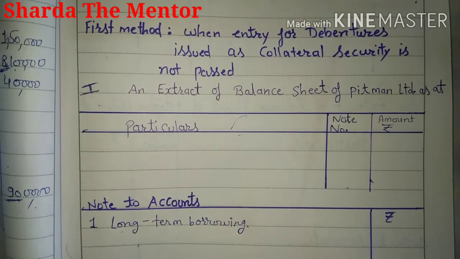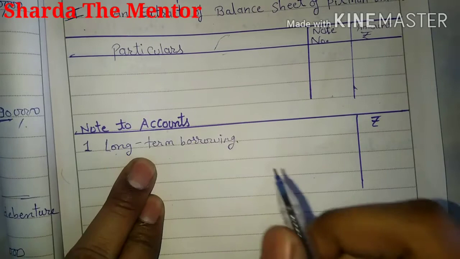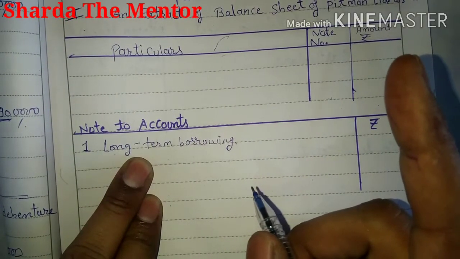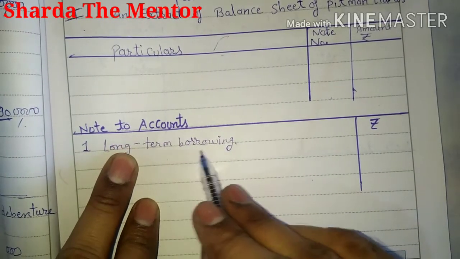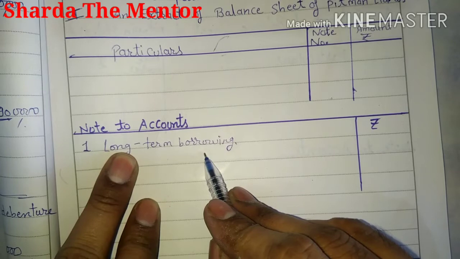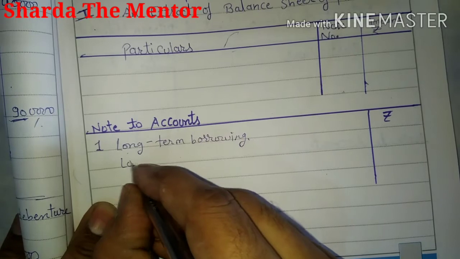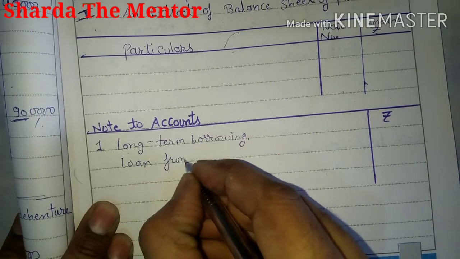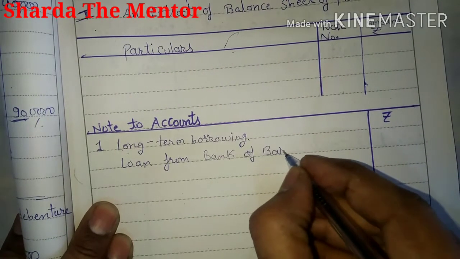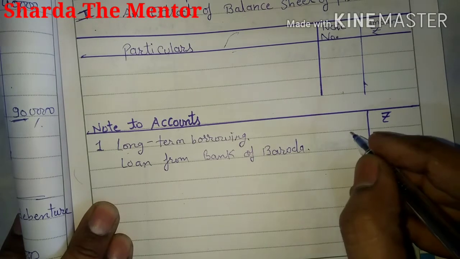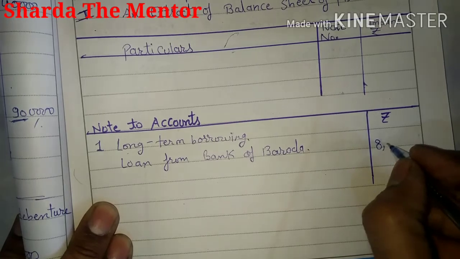So here the first thing that you have to do is the note to account. You already know that debentures come under long term borrowing. So note to account, you can say it is considered as a working note. So long term borrowing, you will mention here, and after that loan from Bank of Baroda, that is 8 lakh rupees, you will mention here.